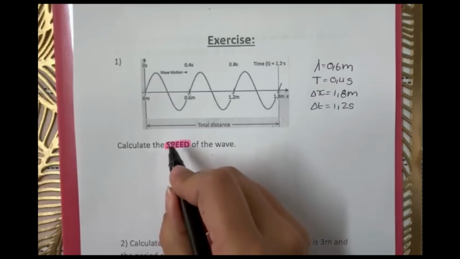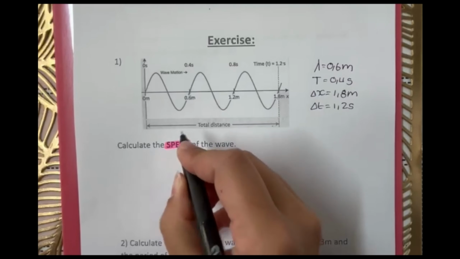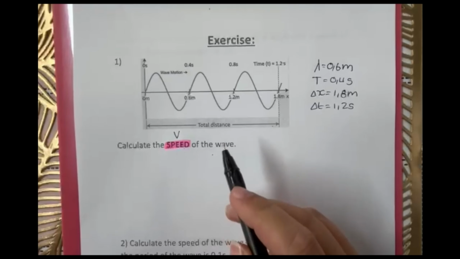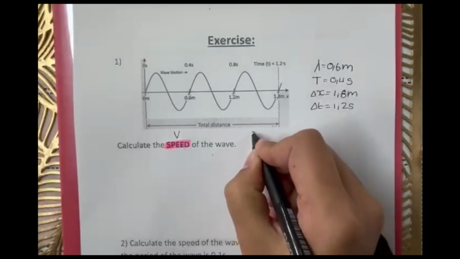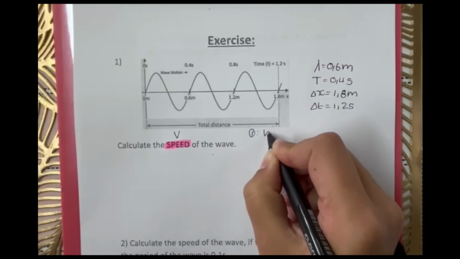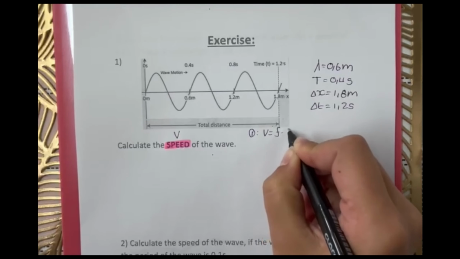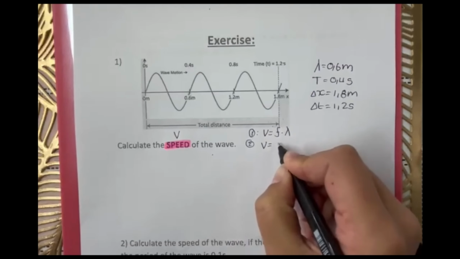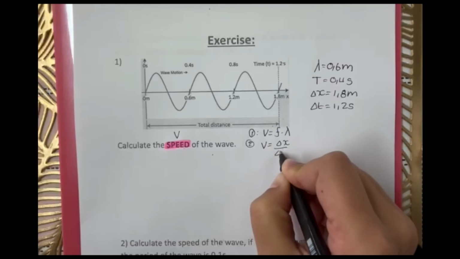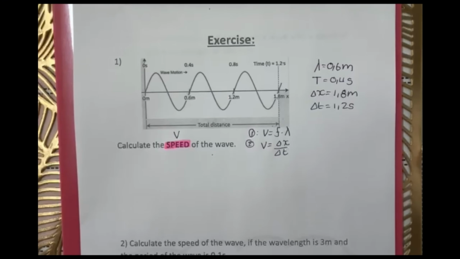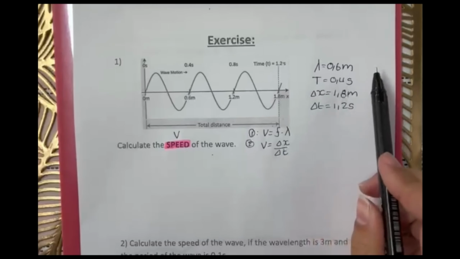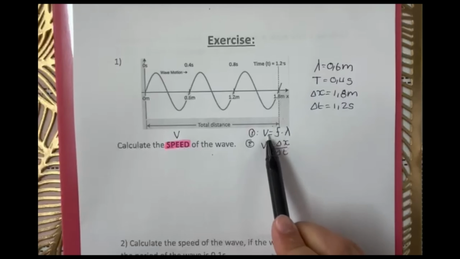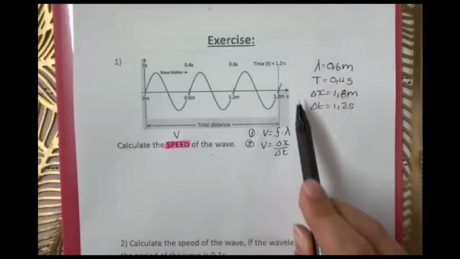Okay, now let's go to our question. Calculate the speed of the wave. We all know by now that the symbol for speed is v. So there's only two formulas that we can use to calculate the speed of the wave. The first one is v is equal to frequency times the wavelength, or we can use v is equal to the change in distance over the change in time. So let's say we're first going to use the formula of v equals f lambda, because I do have enough information.